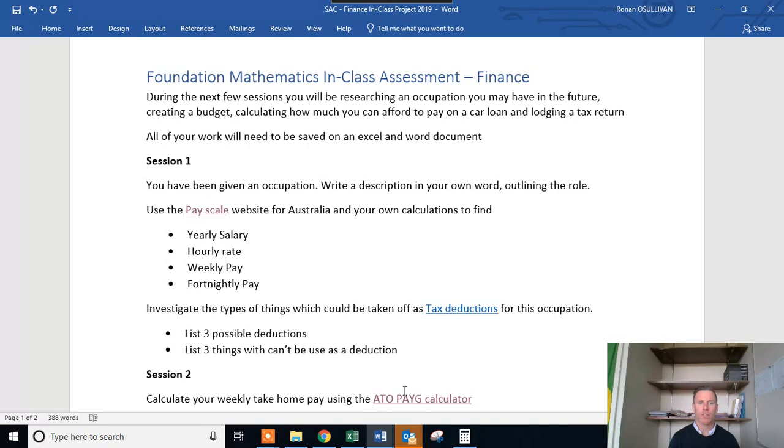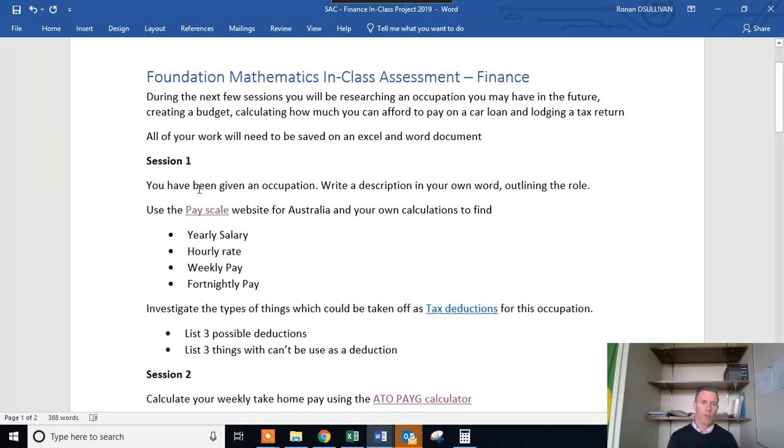During the next few sessions, you will be researching an occupation you may have in the future, creating a budget, calculating how much you can afford to pay in a car loan, and lodging a tax return. All of your work will need to be saved on Excel and Word documents. I changed the system from last year and made it a lot more digital. The reason I did that is because in the future you're hopefully going to be doing a lot of this stuff, and it's important that you know how to do it, especially with the tools that are available on the internet.